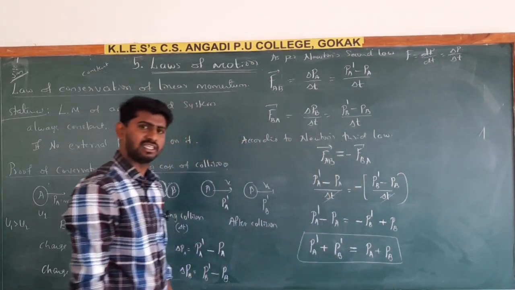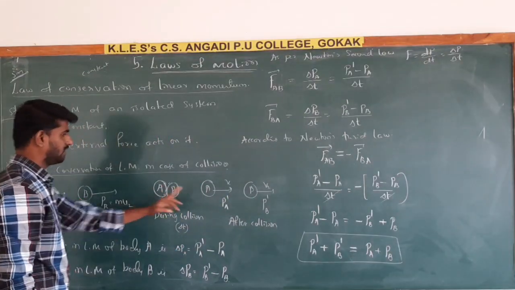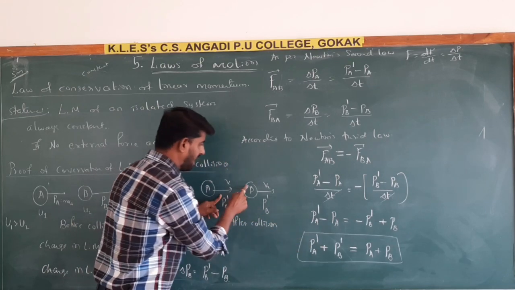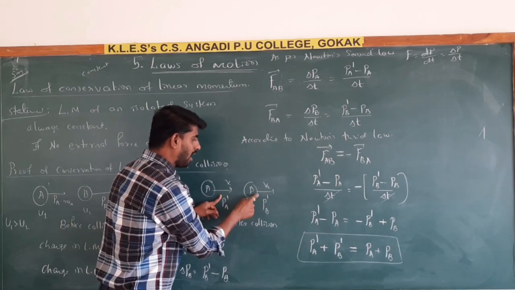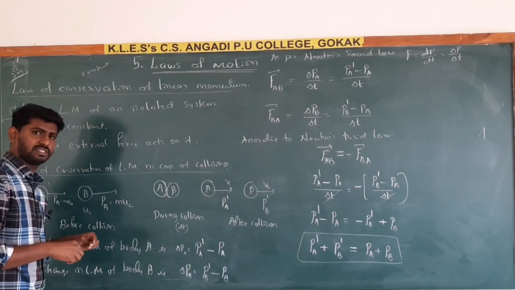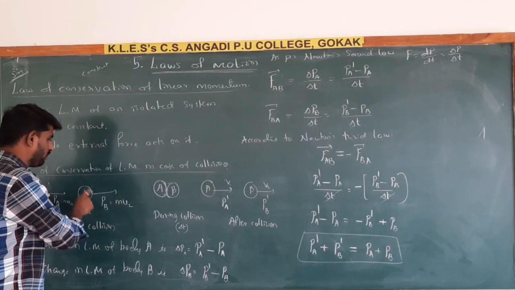Do you know the meaning of this equation? PA dash is the linear momentum of body A after the collision. PB dash is the linear momentum of body B after the collision. PA is the linear momentum of the same body before the collision. PB is the linear momentum of body B before the collision.